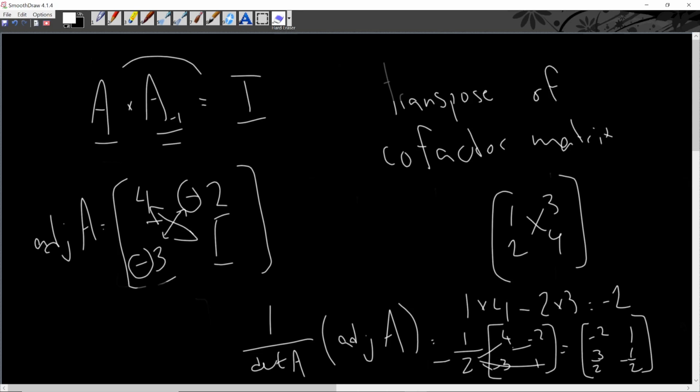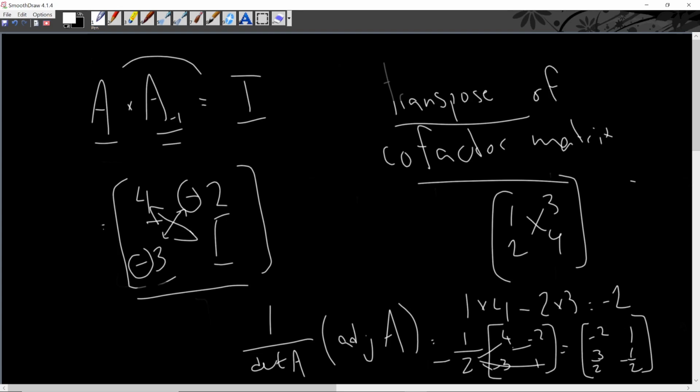Oh, wait, I forgot something really important. The adjugate is the transpose of the cofactor matrix, right? And we found the cofactor matrix. This is not the adjugate. I'm sorry. It's not embarrassing because everybody gets something wrong at some point. But I hope I didn't confuse anybody.